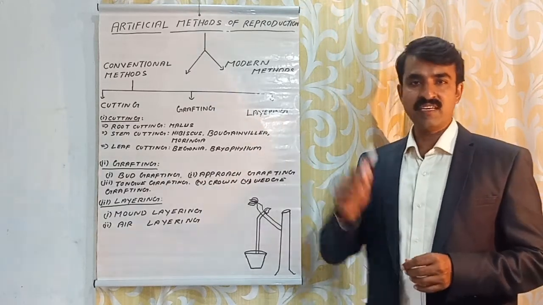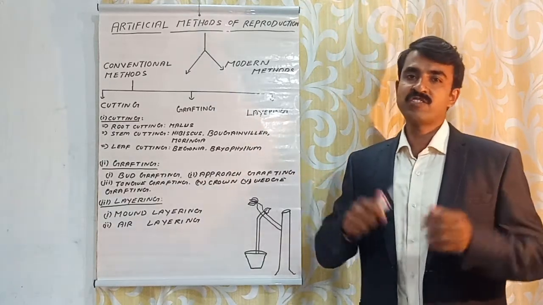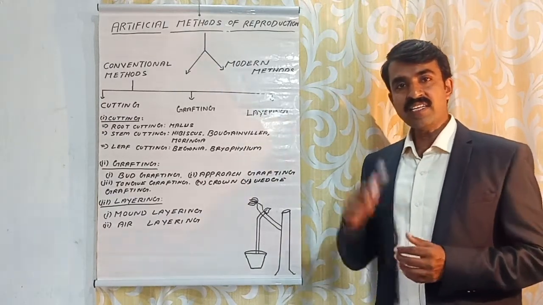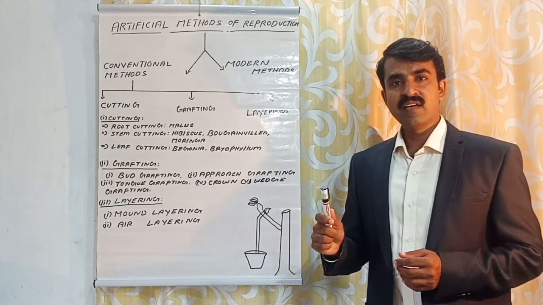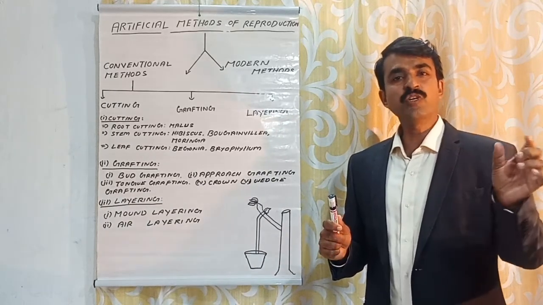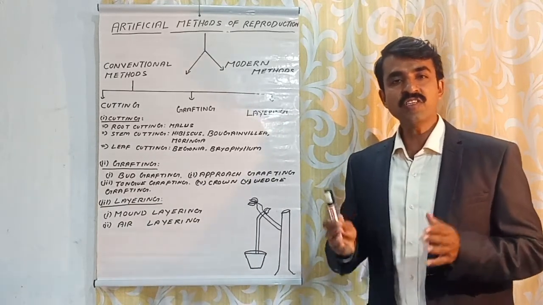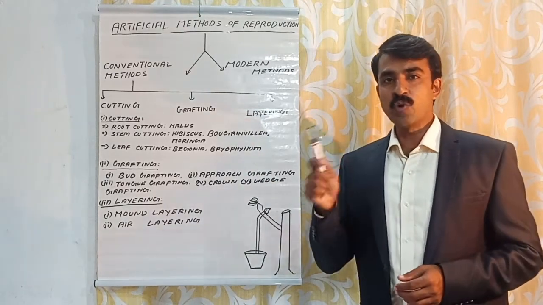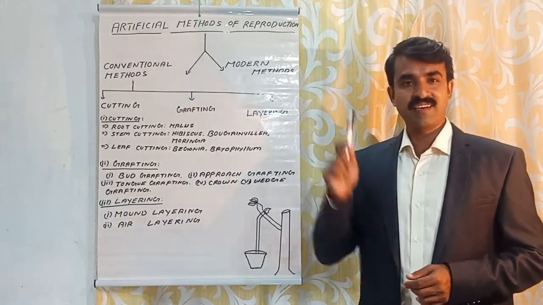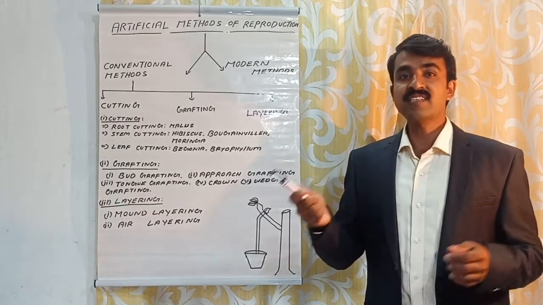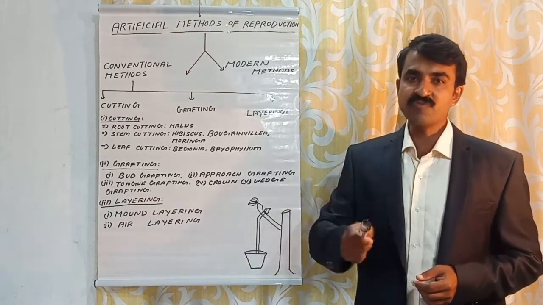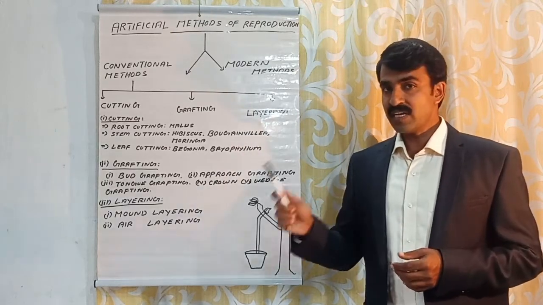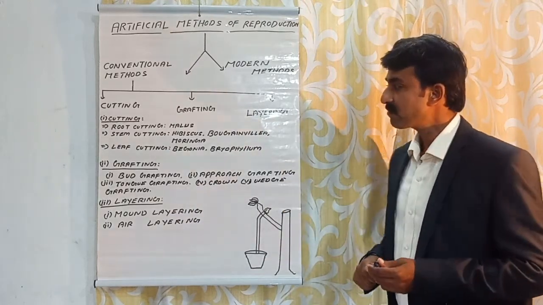What do you mean by cutting? The name itself explains it very clearly. Cutting is nothing but cutting a part of the plant and keeping it in a suitable medium for growth. It grows into a new plant. If you are cutting it from the root, then it is called root cutting. If it is from the stem, it is called stem cutting. And if it is from the leaf, we can call it a leaf cutting. Stem cutting is most popular.